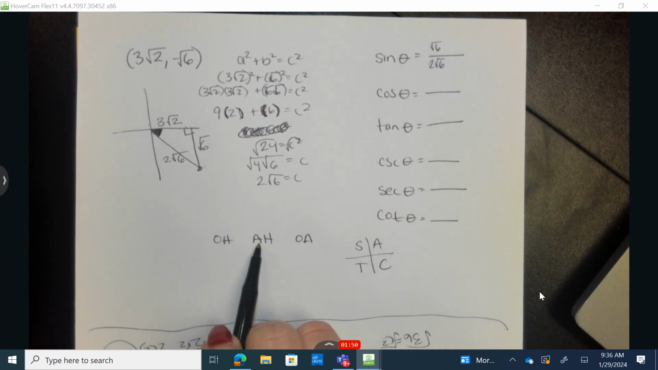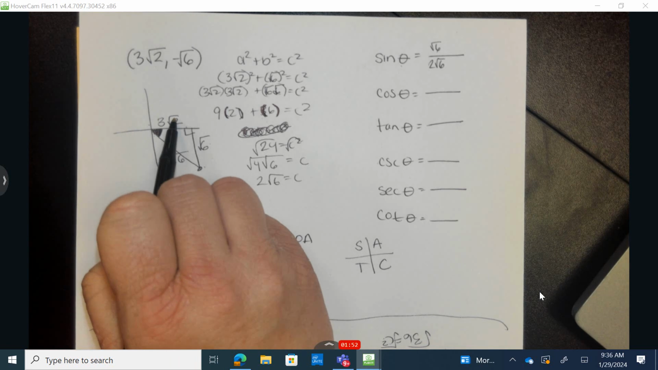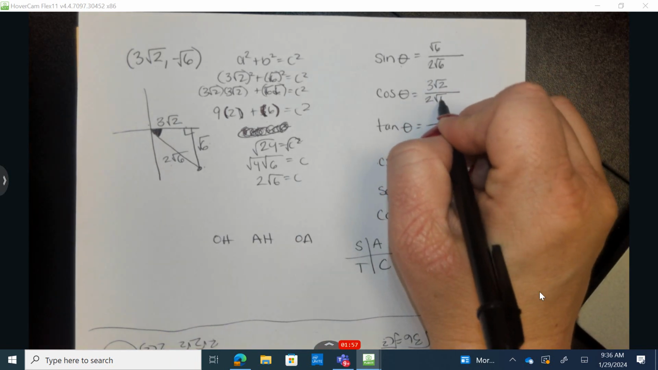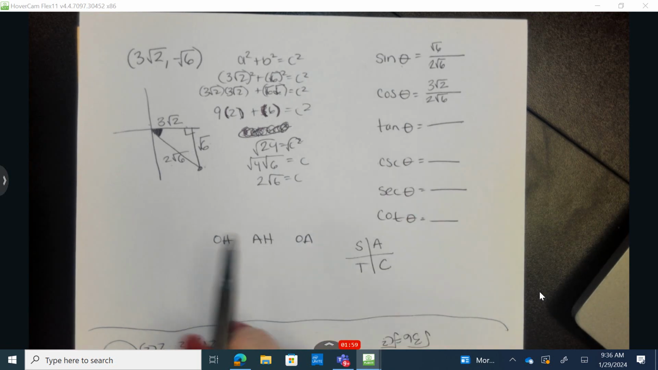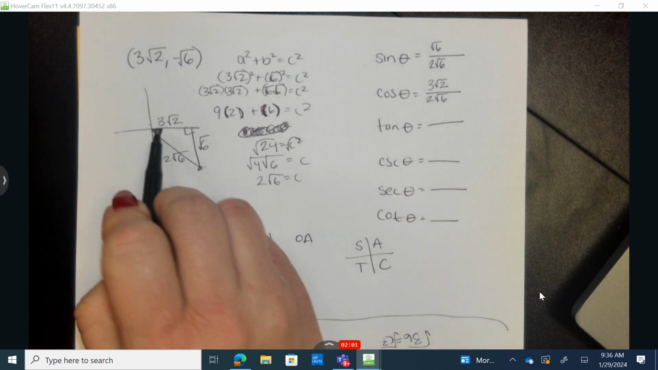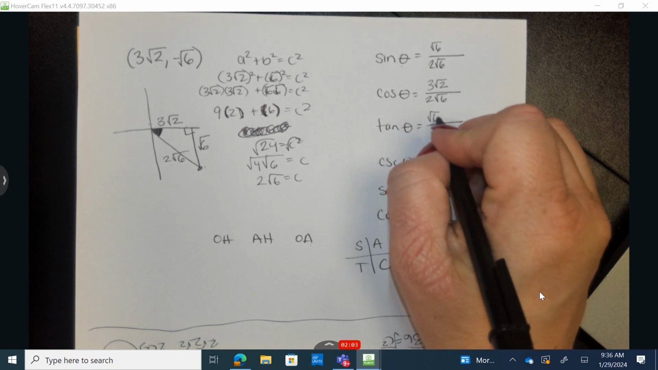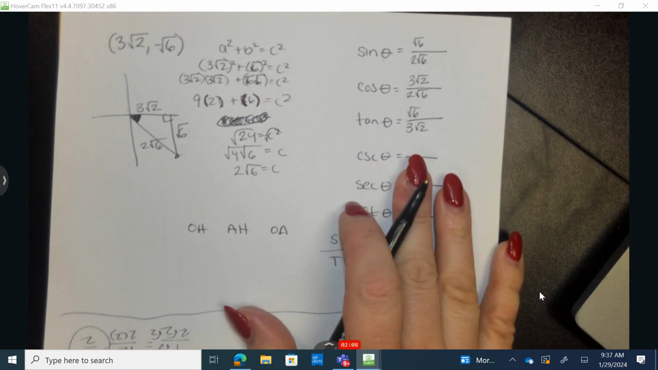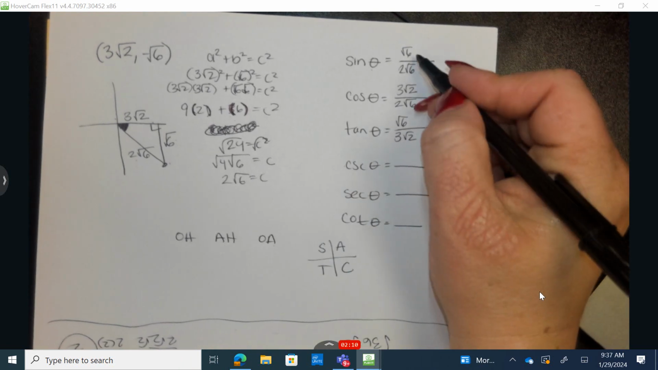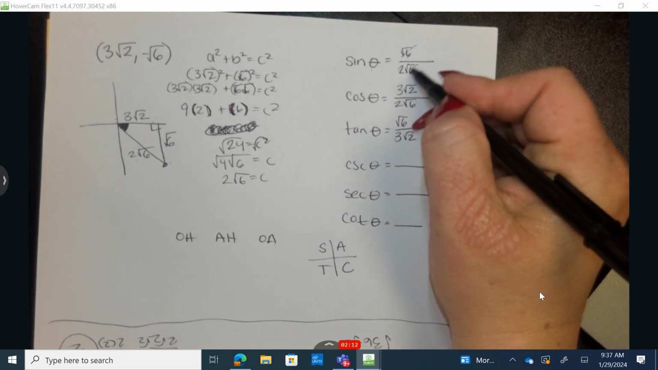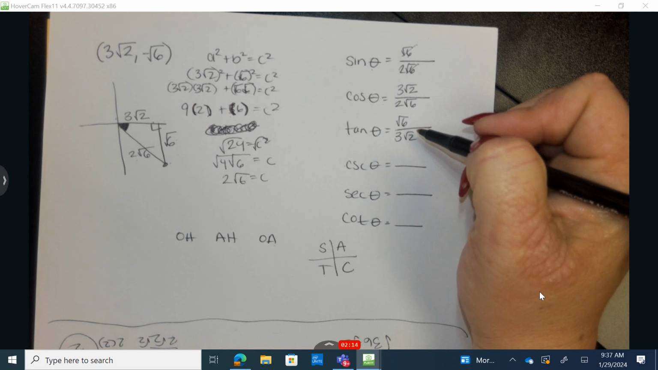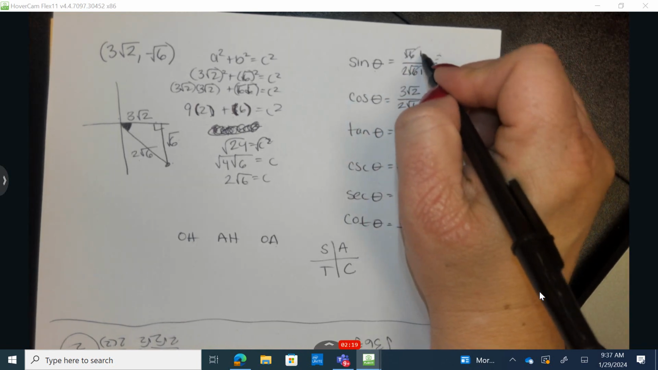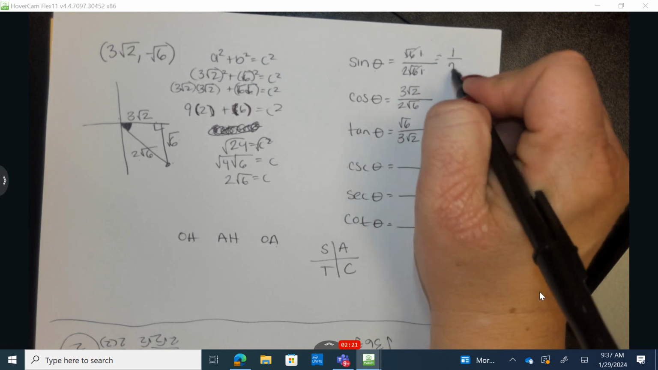Okay, then cosine is adjacent over hypotenuse: 3 radical 2 over 2 radical 6. Tangent is going to be opposite over adjacent: radical 6 over 3 radical 2. All right, so when we look at this, I'm able to see that square root of 6 and square root of 6, we think they just cancel or disappear. In reality, they're going to simplify to 1. So this simplifies to 1 over 1 times 2, which is 2.